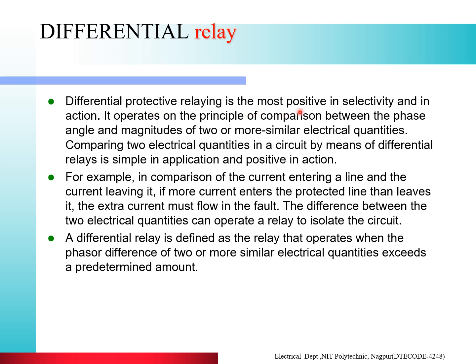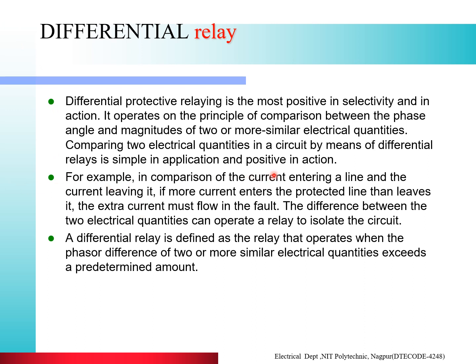Differential protective relay is the most positive in selectivity and in action. It operates on the principle of comparison between the phase angle and magnitude of two or more similar electrical quantities. Means this relay operates on two similar quantities of current or voltage, that is the incoming current and the outgoing current. Comparing the two electrical quantities in a circuit by means of a differential relay is simple in application and positive in action.